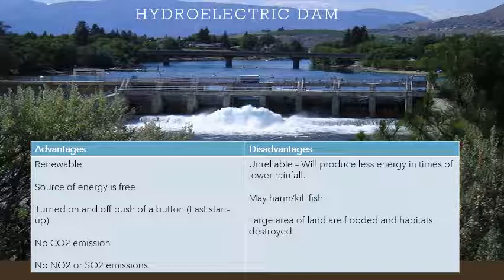The disadvantage of this kind of energy is that in times of low rainfall, the level of water in the dam may drop, and that will make it unreliable. Also, we might prevent fish from moving up and downstream, which means that they can't reach their breeding sites, and also it could harm or kill the fish. And the large man-made lake will flood large areas of land, destroying animal habitats.